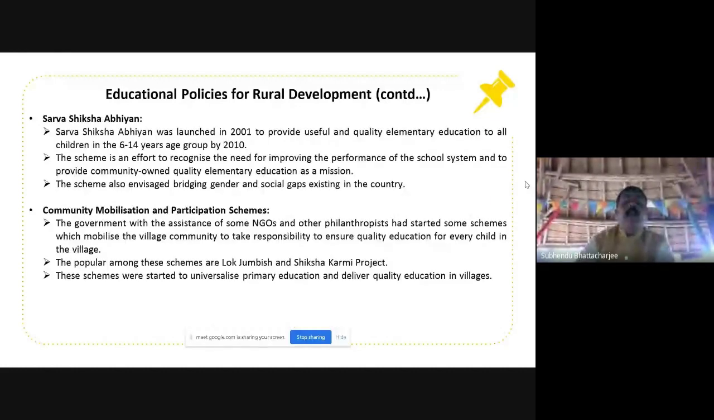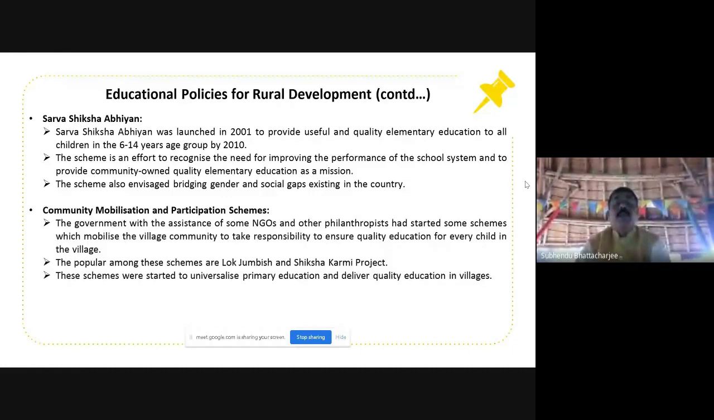And the Sarva Shiksha Abhiyan, if you look back to this century, 2001, was launched in 2001 to provide useful and quality elementary education to all children in the 6 to 14 years of age, and the target was kept by 2010 as per the Millennium Development Goals. And the scheme is an effort to recognize the need of improving the performance of the school system and to provide community-owned quality elementary education as a mission.